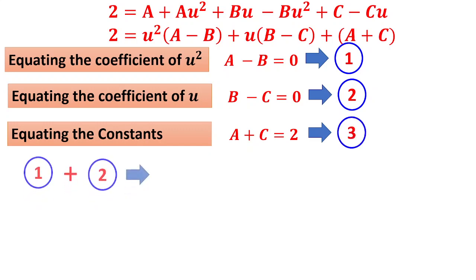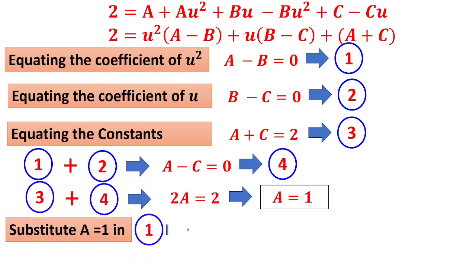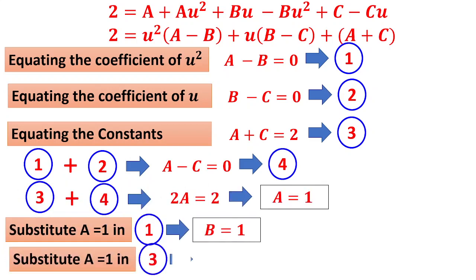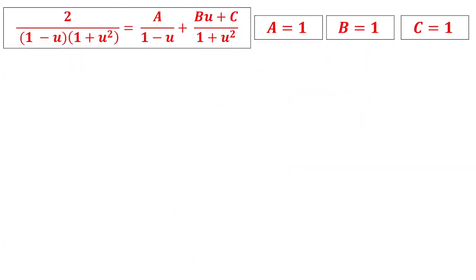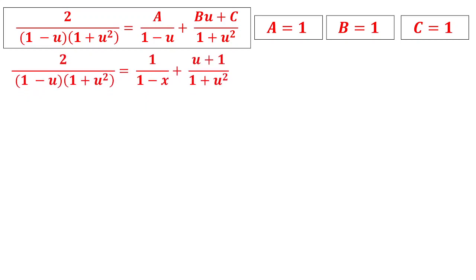Now you have to solve these equations. You will get the values of A, B, C. A is 1, B is 1 and C is 1. Here the interesting thing is, if you have got the value of A, then you will get the values of B and C continuously without any problem. Therefore 2 upon (1 minus u)(1 plus u square) is equal to A upon 1 minus u plus (Bu plus C) by 1 plus u square.